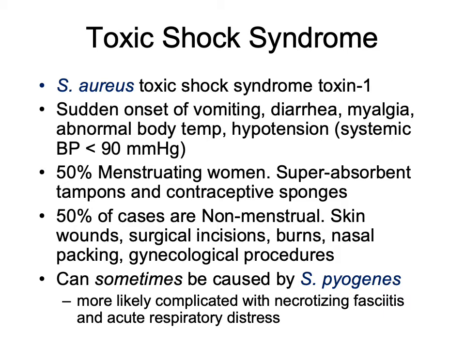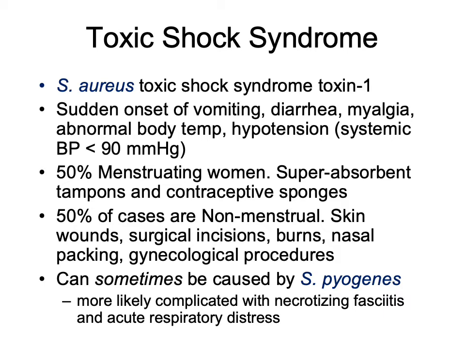50% of toxic shock syndrome cases occur in menstruating women. In the past, tampons and contraceptive sponges were not heavily regulated, and they made these really absorbent tampons and contraceptive sponges, and women would use them when they were menstruating, and they would leave them in for long periods of time. The women who inserted them transferred Staph aureus from their hands when they inserted the tampons or the contraceptive sponges.